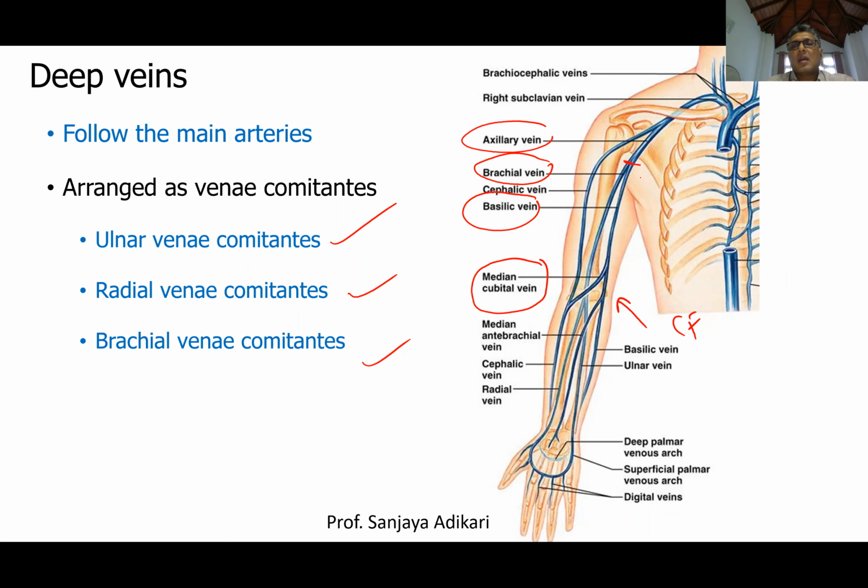Axillary vein forms roughly at the lower border of the teres major muscle, and the cephalic vein opens into the axillary vein closer to the outer border of the first rib here, and then the axillary vein becomes the subclavian vein at the outer border of the first rib. Okay.